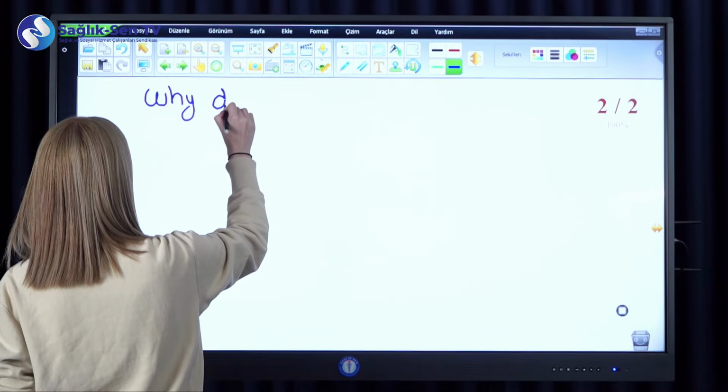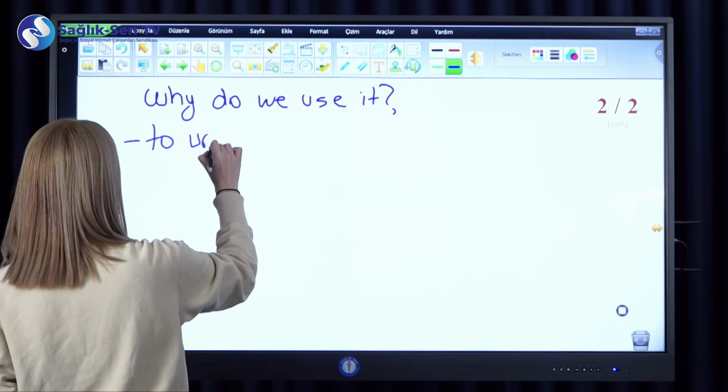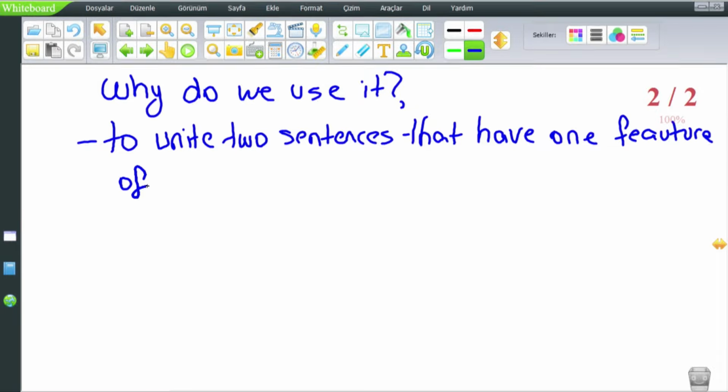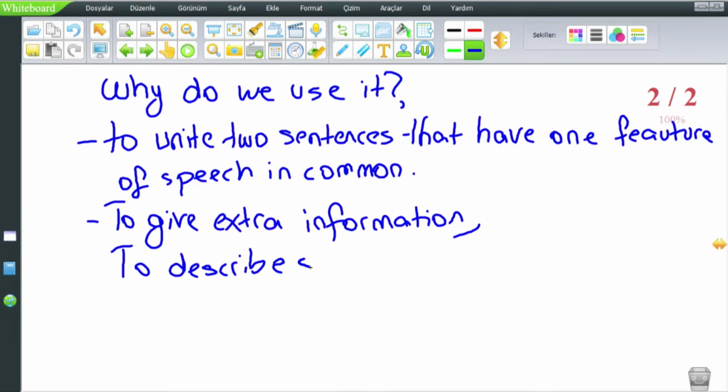So, why do we use it? To, we said, unite two sentences that have one feature of speech in common. What else can it be? To give extra information or to describe something. This is why we use a relative clause.